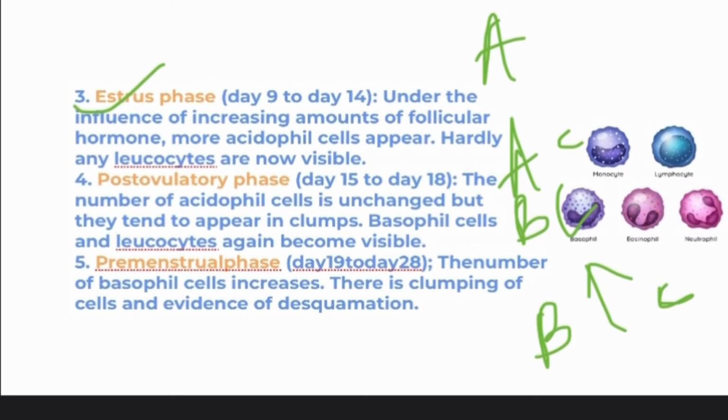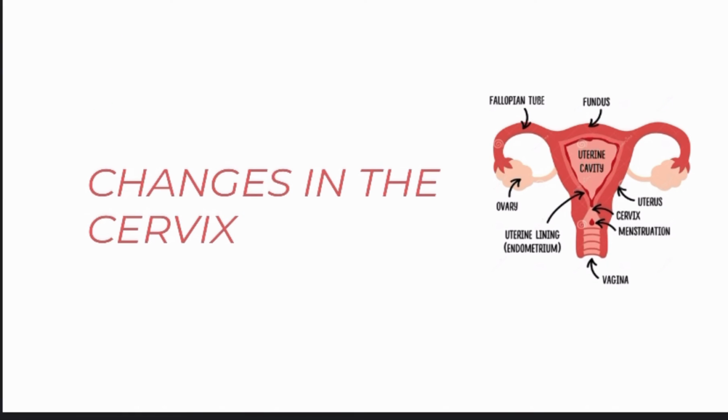To summarize: in the menstrual phase, you can see capital B and capital L. In the postmenstrual phase, capital B and small l. In the estrus phase, capital A. In the post-ovulatory phase, A, B, L. And in the premenstrual phase, B increases and in clumps.